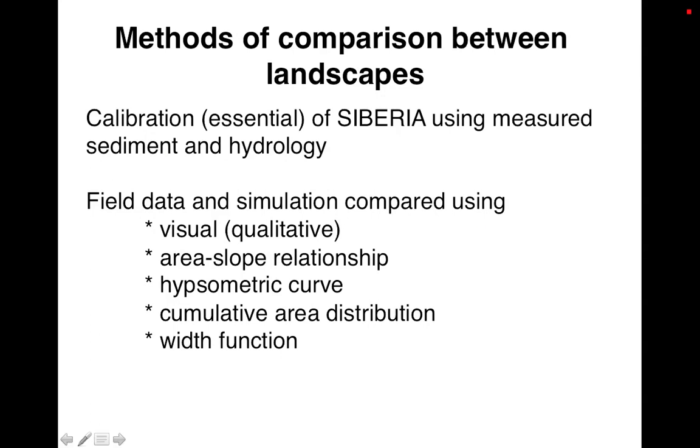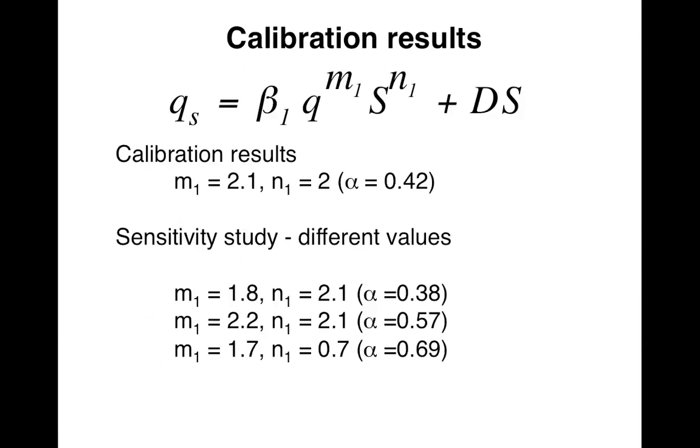So, methods of comparison between the landscapes. There was some calibration of SIBERIA using measured sediments and hydrology. The field data was collected. Visual assessments of sites, and slope-area relationships were derived from DEMs. There were hypsometric curves, cumulative area distributions, and width functions, and we'll describe what those are in a minute. But these are measures of the geomorphology of these landscapes.